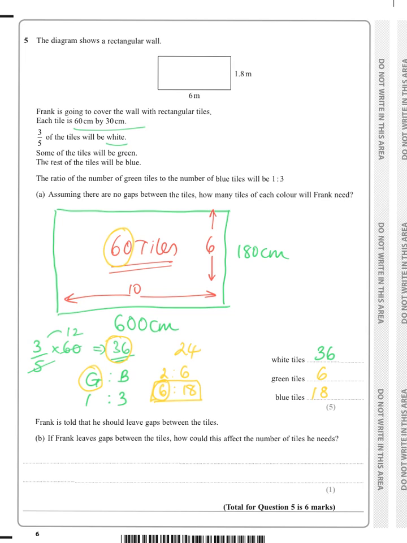Now the next part here seems a little strange, seems a bit obvious, because if you're asked to leave gaps between the tiles, then how would this affect it? Well, very simple. I would just write less tiles are required. Okay, and that's that question done.